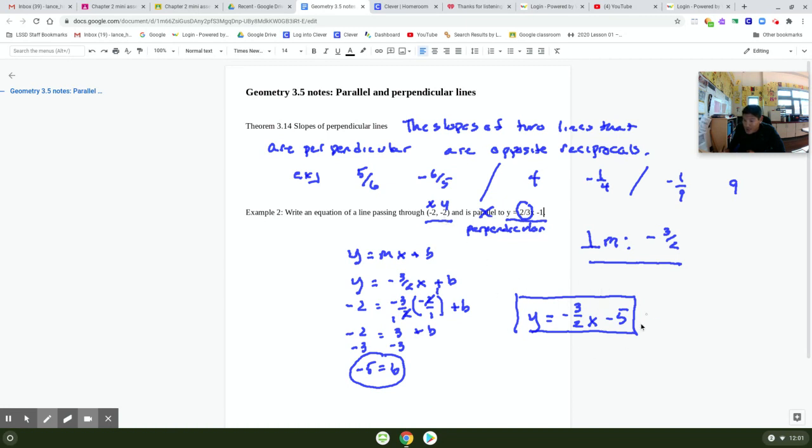So if you graph this line, it would pass through the point -2, -2, and it's perpendicular to the line y equals 2/3 x minus 1. If I graph both of these lines, here and here, they would be perpendicular in a coordinate plane. And the easiest place to see that is if you actually graphed it using a piece of graph paper.